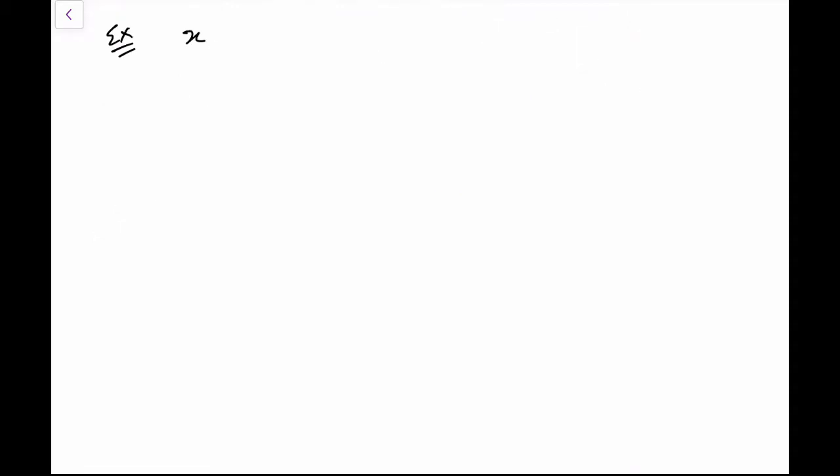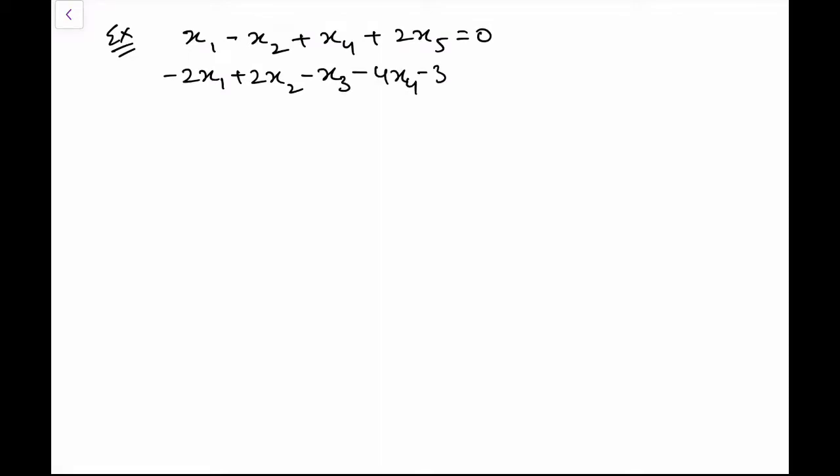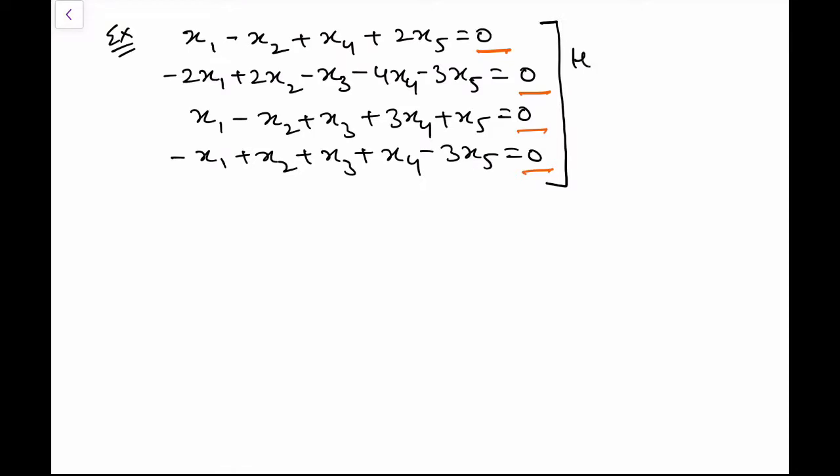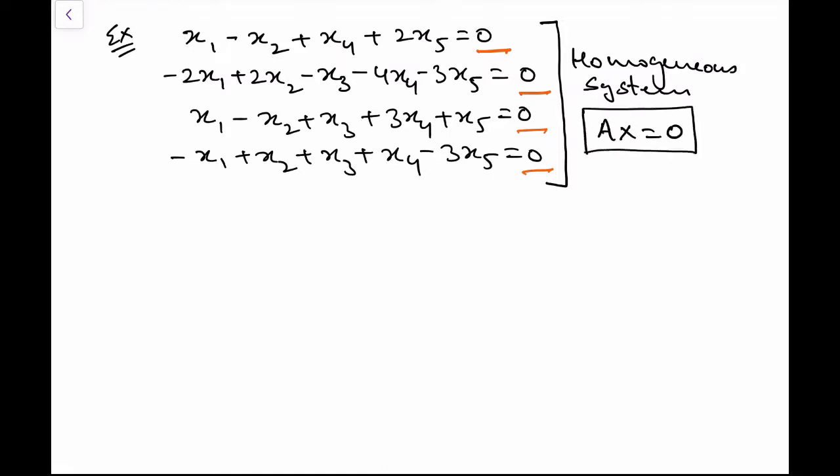Now let's take another example with x1 minus x2 plus x4 plus 2x5 is equals to 0, minus 2x1 plus 2x2 minus x3 minus 4x4 minus 3x5 is equals to 0, x1 minus x2 plus x3 plus 3x4 plus x5 is equals to 0, minus x1 plus x2 plus x3 plus x4 minus 3x5 is equals to 0, where all constant terms are 0. So these are the homogeneous system in the form of Ax is equals to b where b is 0.